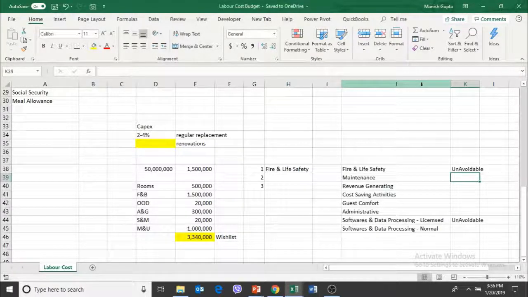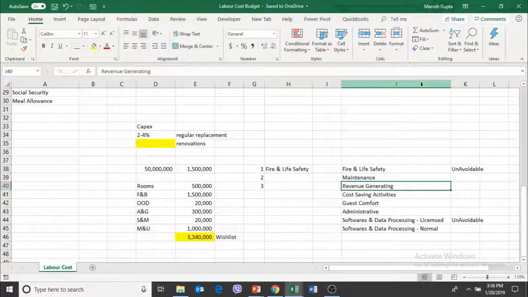Now, out of these unavoidables, is maintenance unavoidable? It depends on the importance of that particular equipment. If they have a spare, it's avoidable. If they don't have a spare, it's non-avoidable. So it will also get a priority.